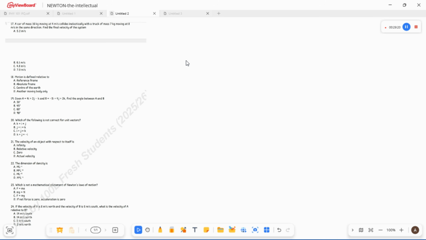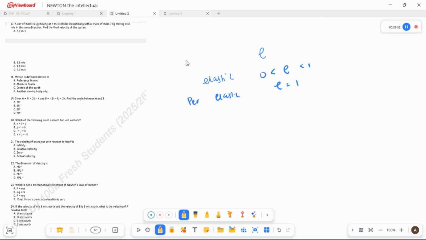And then we have perfectly elastic, which has the same properties as elastic, and perfectly inelastic, the same as inelastic collision. Now, where there is difference between them is in their coefficient of restitution. Coefficient of restitution is given by letter E, right? For elastic collision, E is less than 1, but it is greater than 0, right? For perfectly elastic, E is equal to 1. This is the difference between them, right?